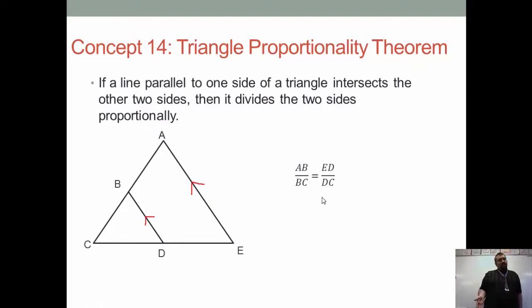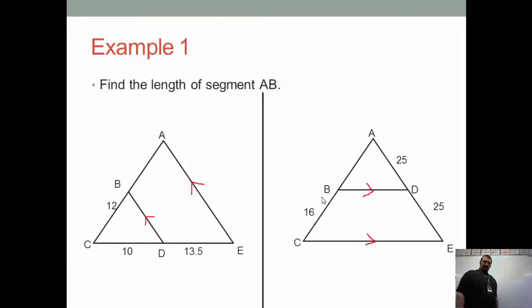If you know how to set up the proportion, it's pretty straightforward from there. If you don't, this becomes really tough. So, let's try and do a few examples of this, setting up the proportion. Example 1. Find the length of segment AB.